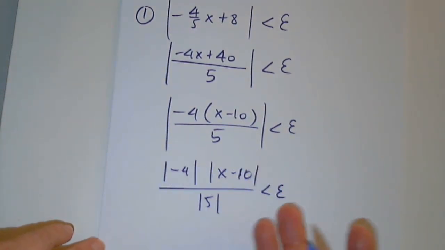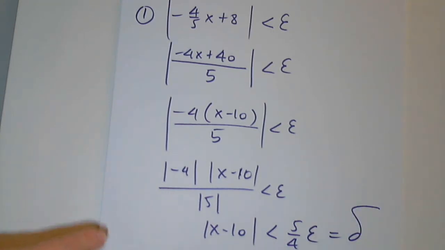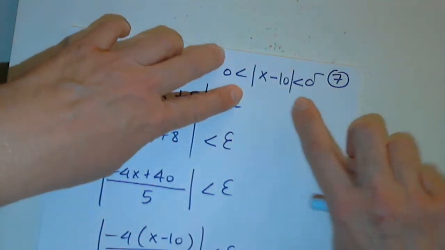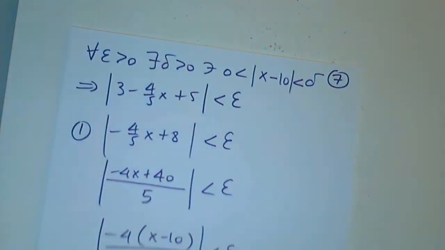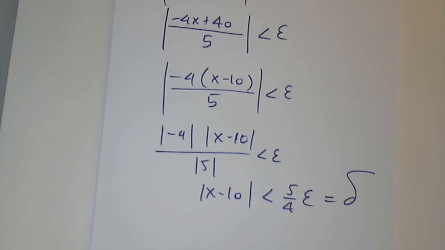This is 4, this is 5. I multiply both sides by 5 over 4. So the absolute value of x minus 10 is less than 5/4 epsilon, which is our famous delta. How do I know to stop? Right here. That's all I needed on the left-hand side, and that's what I got. And that will always happen.